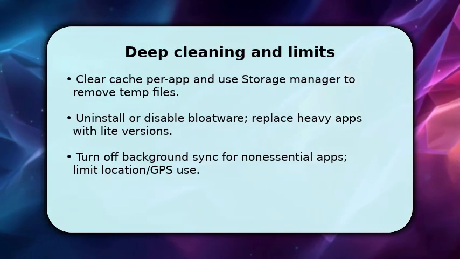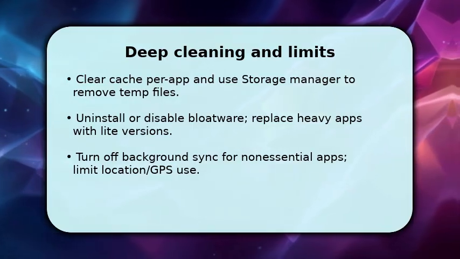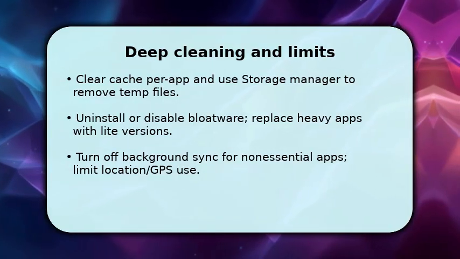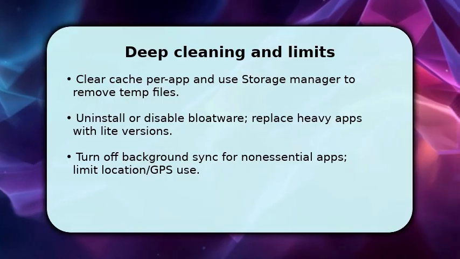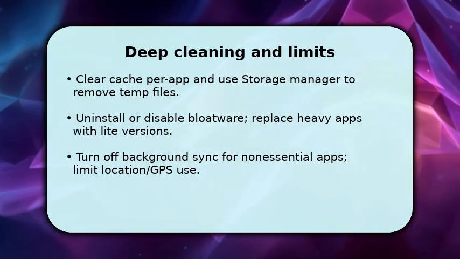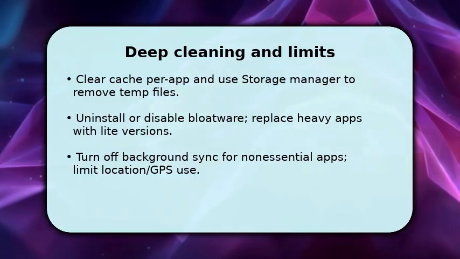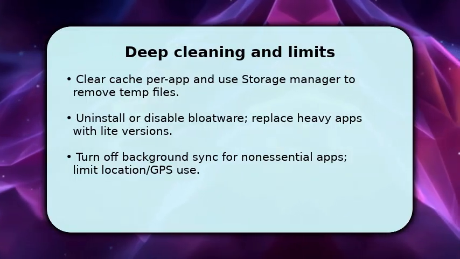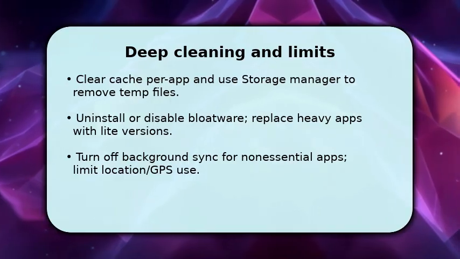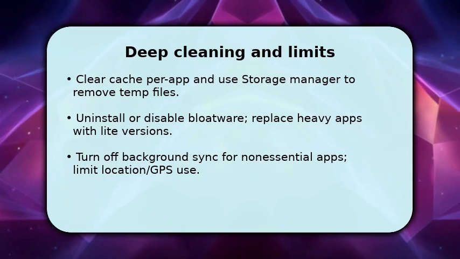Clear per app caches and use storage settings to remove cached media and temporary files. Uninstall or disable apps you don't use, and swap heavy apps for light or web versions to save RAM and CPU. Make sure to restrict background sync and notifications for non-essential apps, and limit location or Bluetooth scanning when not needed. If animations slow you, reduce or turn off system animations in developer options to make UI feel snappier immediately.